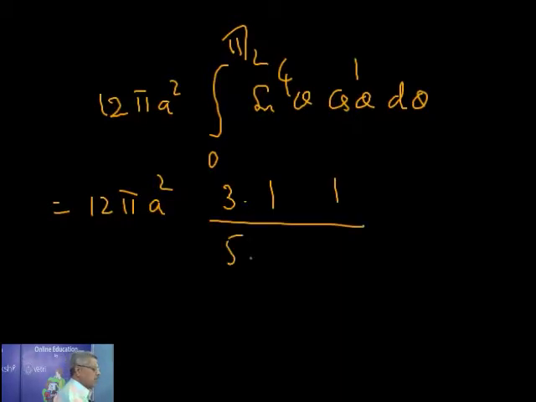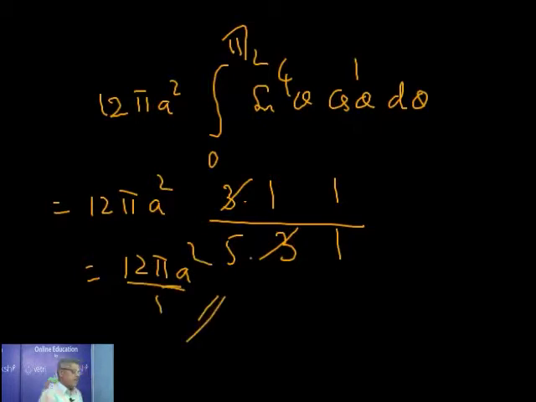4 plus 1, 5, 5, 3, 1. No pi by 2 because one number is odd. So simplifying this, you automatically get 12 pi a square by 5. We are getting 12 pi a square by 5.